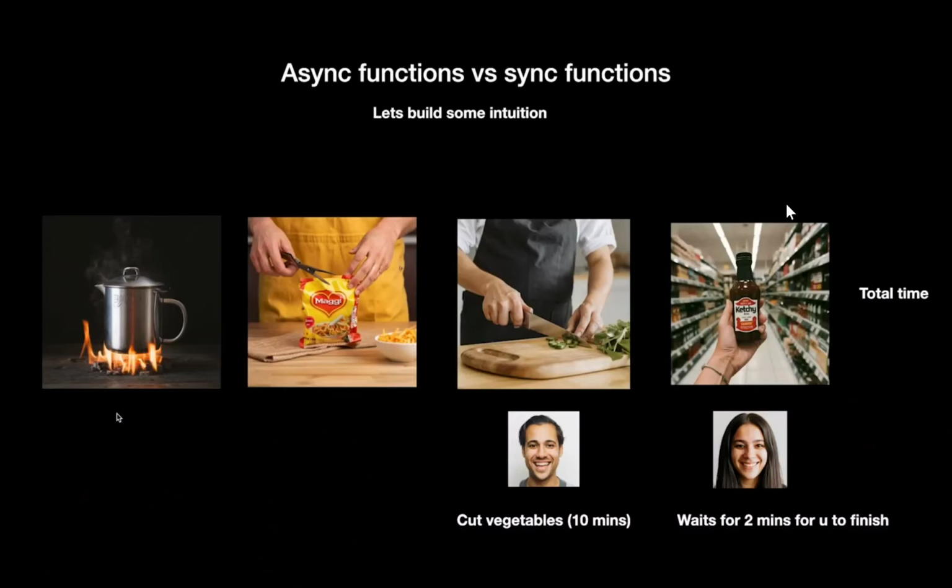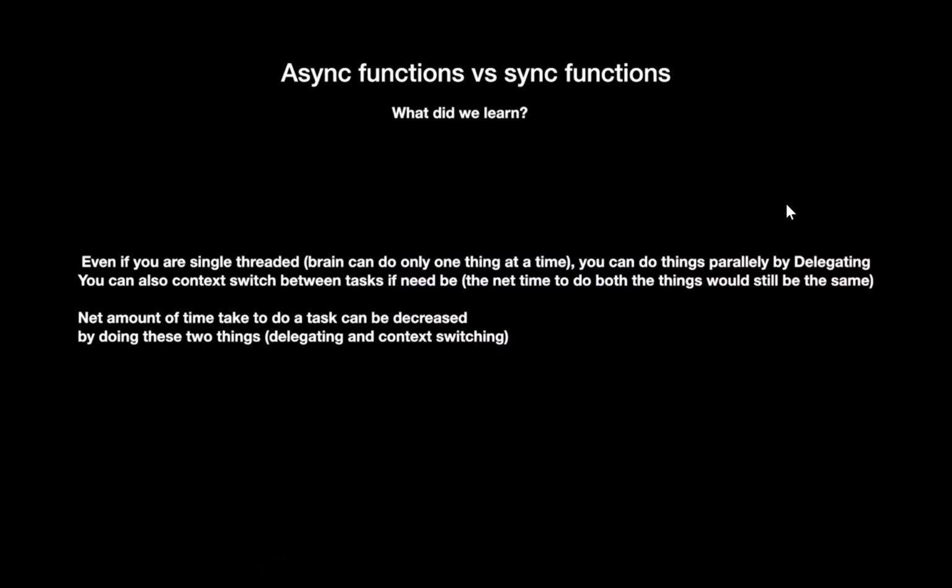Okay, bro, turn it on. I will give you 2 minutes to boil. Meanwhile, let me chop some vegetables. Meanwhile, let me open my packet of Maggie. Cool. All right. The net amount of time taken to do tasks can be decreased by parallelizing, by doing these 2 things, delegating and context switching. Cool. This is a real world example.